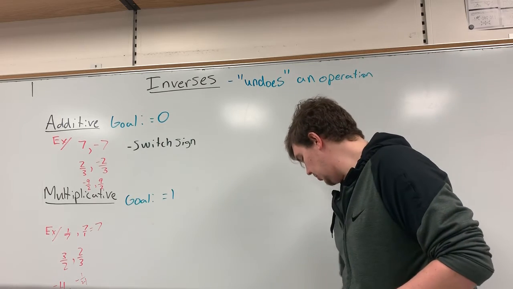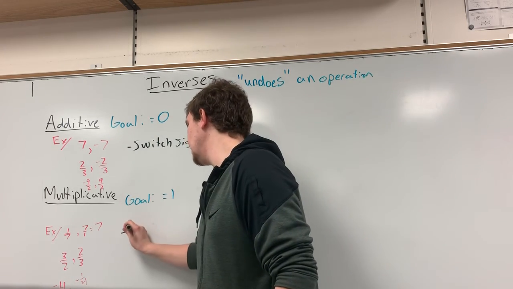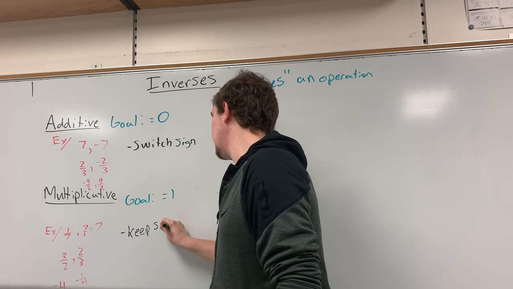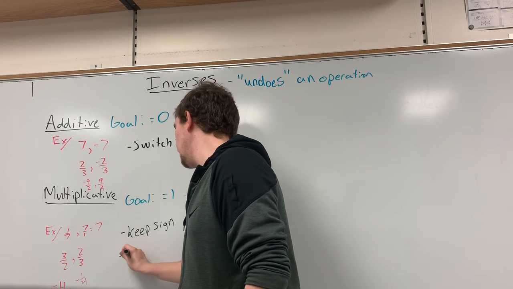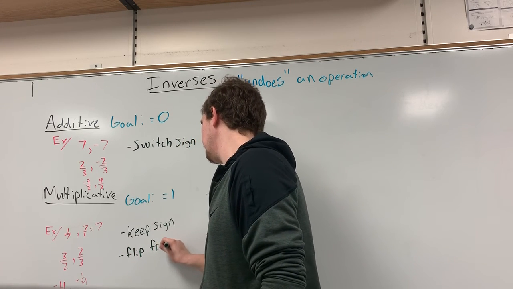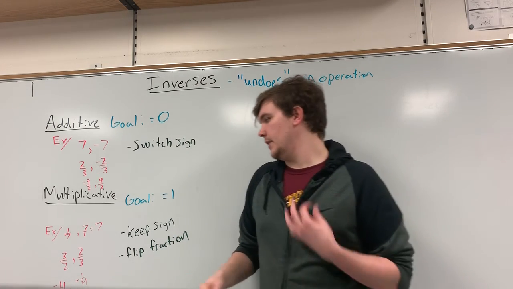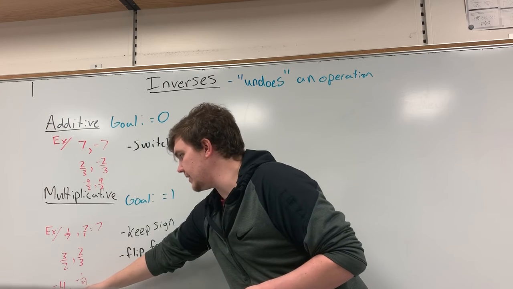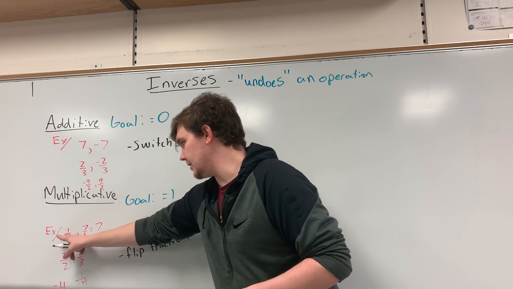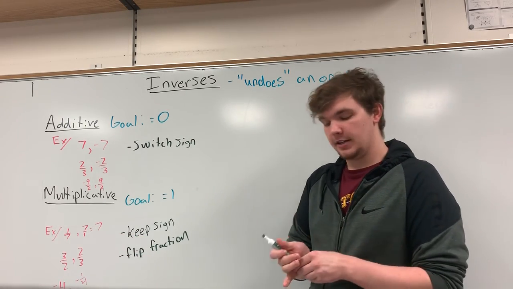Okay, so really what I'm looking at here is when I'm finding multiplicative inverses, I am going to keep the sign, and I'm going to flip the fraction. Since this was negative, that means this one's going to be negative. This was positive, that means that's going to be positive. Okay, so I'm going to keep the sign, and I'm going to flip the fraction.